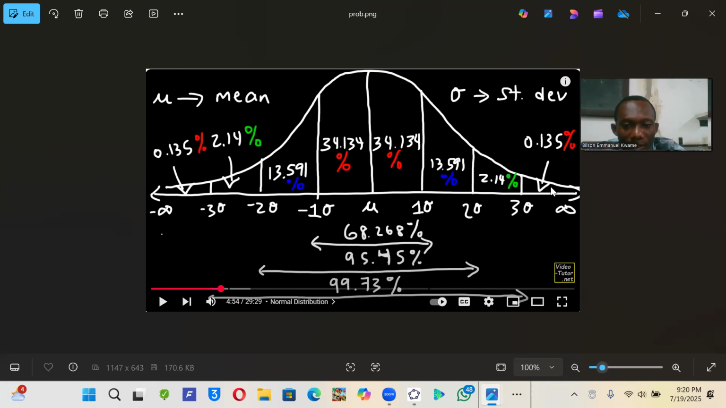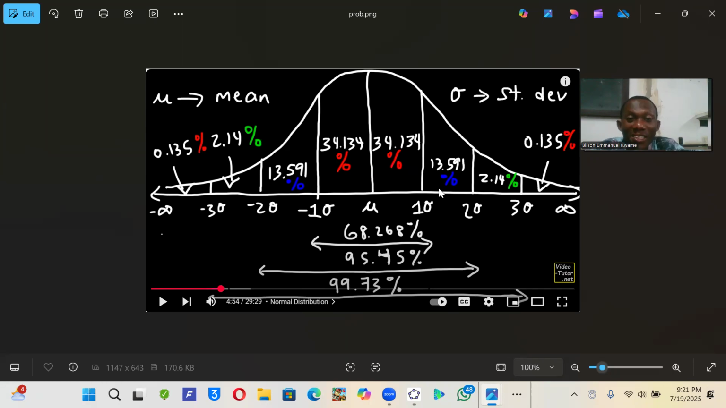Good. So in order for us to get this next region, we know that probability is up to 100, right? So the rest are measuring up to 100. All that we have to do is 100 minus 99.73%. Then we divide the answer by 2. We are going to get the remaining. Do you get it?